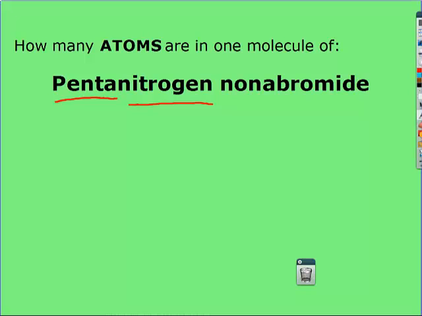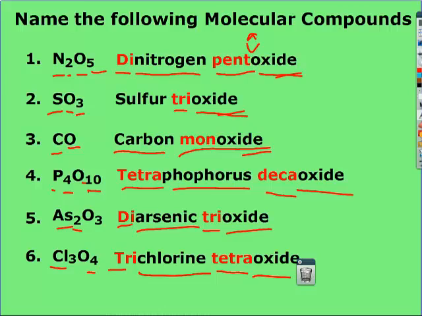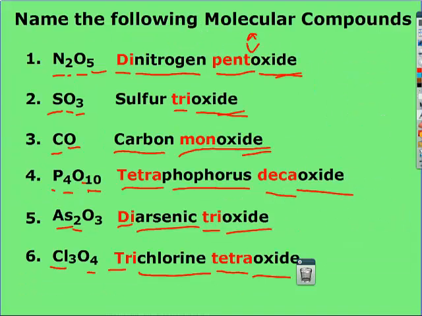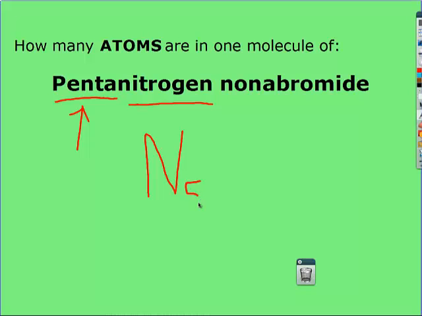Nitrogen, if you look on the periodic table, is number 7. And that is N. Nitrogen. Now penta, if you remember, what number is penta? If you look here, it is 5. So since it is 5, I will put a 5 down here.